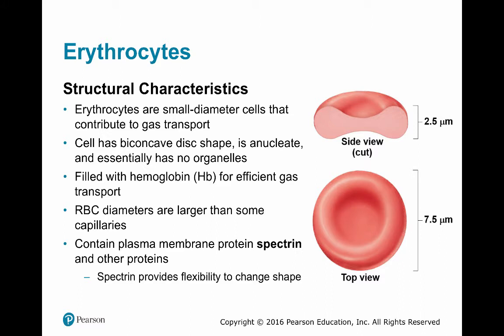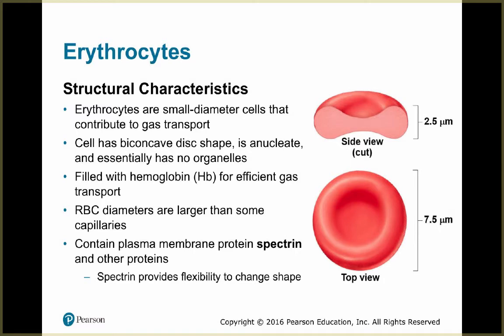You can see here that they are essentially small in diameter, and they are important for O2 transport, right? They are biconcave, so you can see that they cave in on both sides, right? They are anucleated, which means you don't see a nucleus there at all, right? There are no organelles. What they are filled with is hemoglobin.